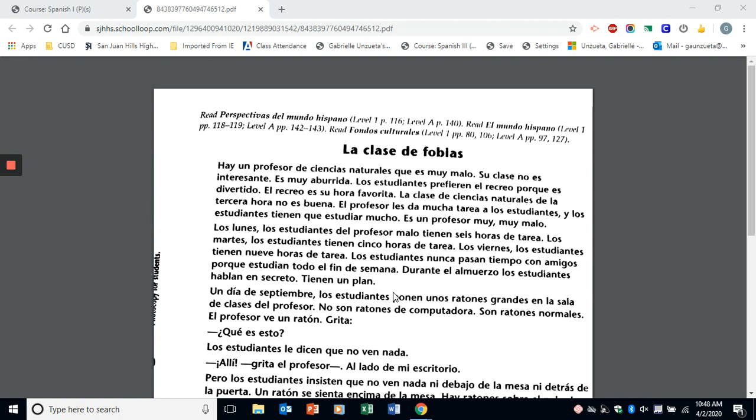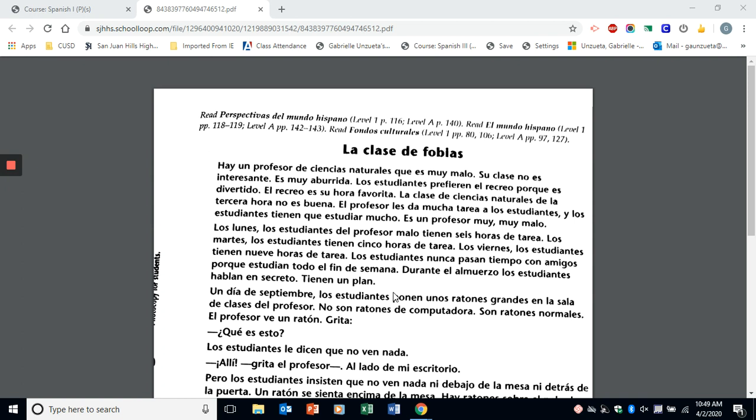Now I'll translate into English as you will do. There is a science teacher who is very bad. His class is not interesting. It's very boring. The students prefer recess because it's fun. Recess is their favorite time. Their favorite hora, their favorite time.